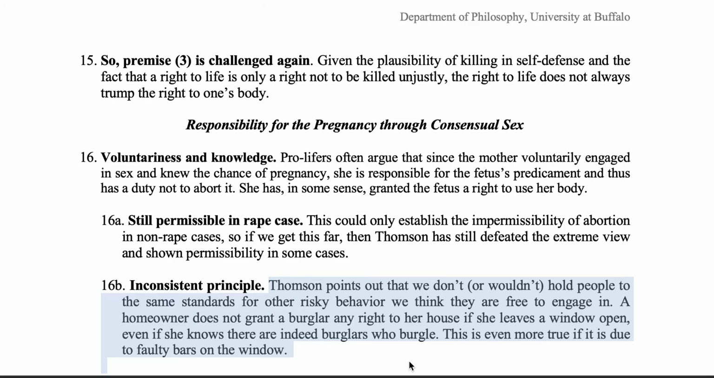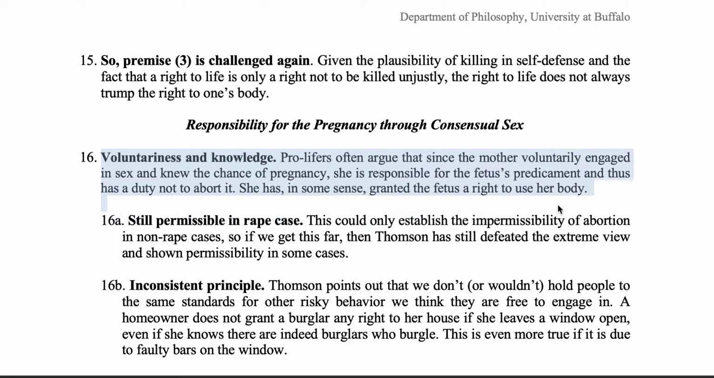Therefore, she's like, that principle that they're trying to use here seems to suggest that now the homeowner's granted some right to the burglar to be in their house if they leave the window open. Right? So how could that be?